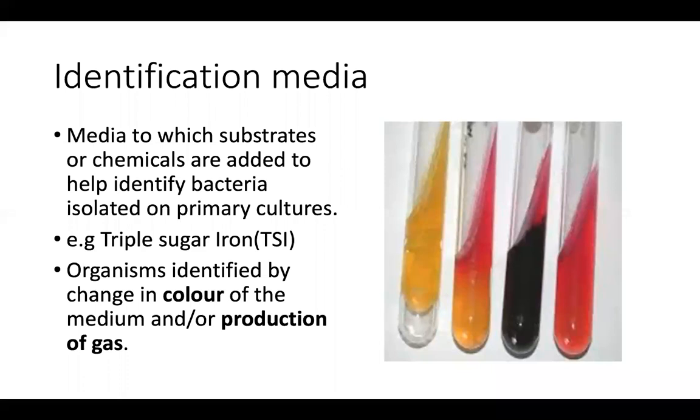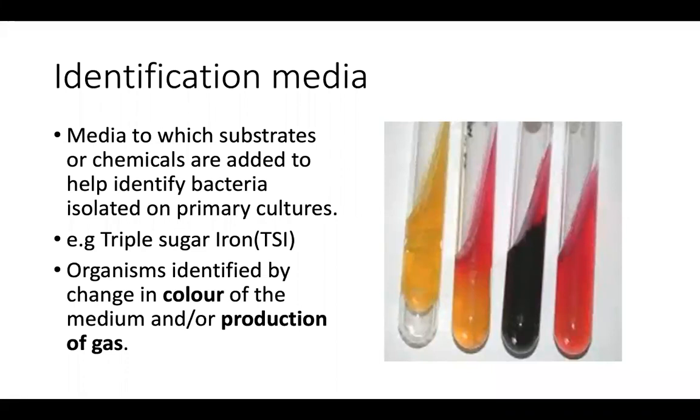The second step in laboratory diagnosis is usually to identify. So you have a growth, but which organism is it? A good example of identification media is TSI, the triple sugar iron, which you'll hear a lot when you're looking at bacteria which are important causative agents of gastrointestinal tract infections. So organisms are usually identified by changing color.